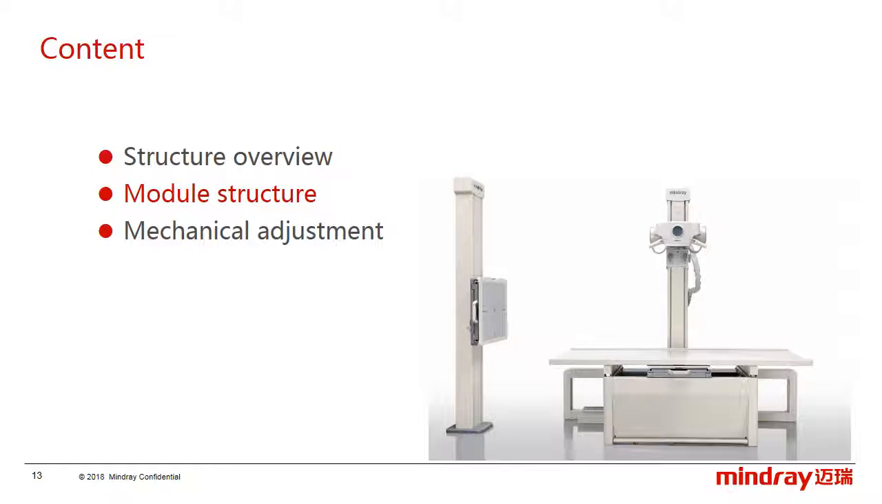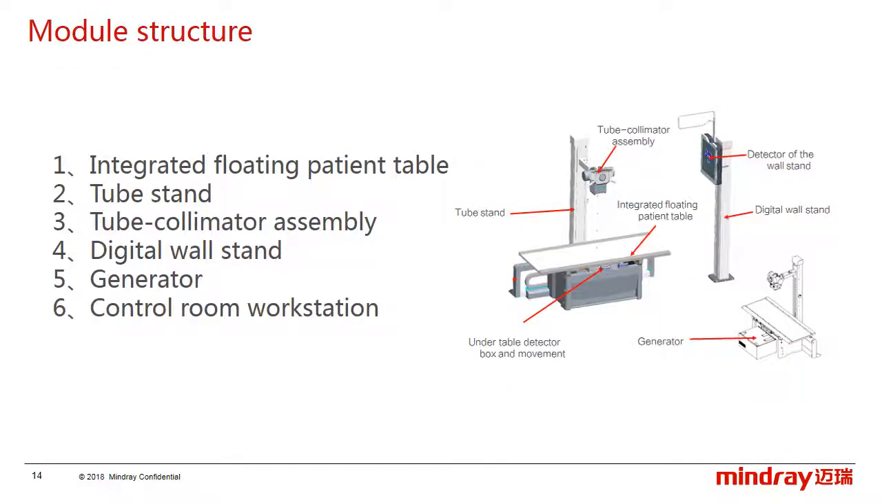The second part is the module structure, which mainly introduces the mechanical structure and components. We will introduce the whole system in 6 parts. The integrated floating patient table. Second, the tube stand. Third, the tube collimator assembly. And the workstand, the generator.